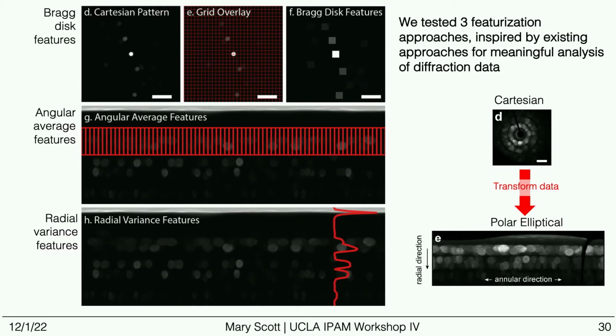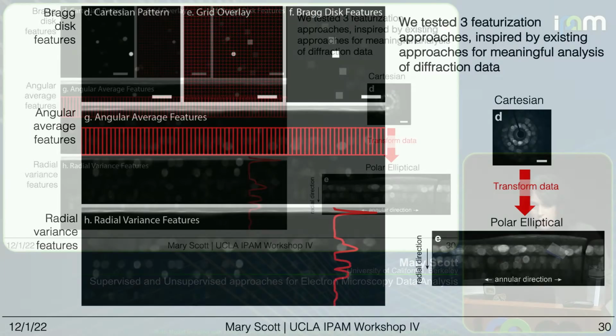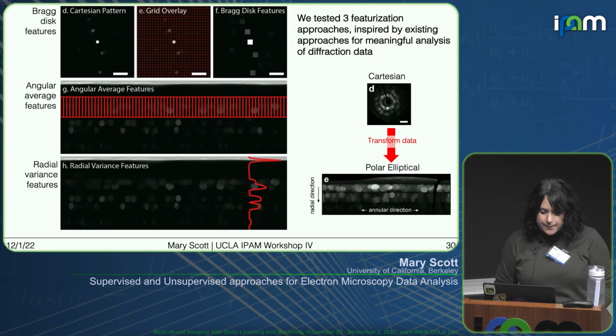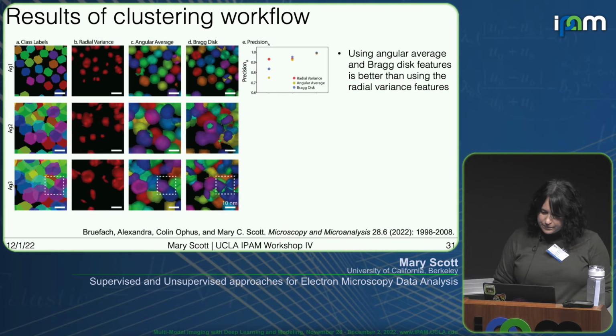And we tried 2 featureization protocols that employed this type of representation where we were binning over a range in the radial direction and over a certain bin width in the angular direction. So we're going to call that angular averaging. And we also just took the radial variance in that radial direction. So these are the 3 featureization protocols that we tested independently of each other for our clustering workflow.